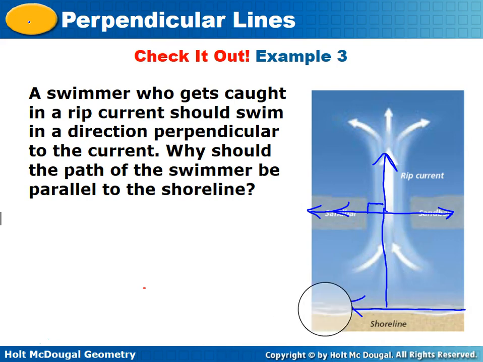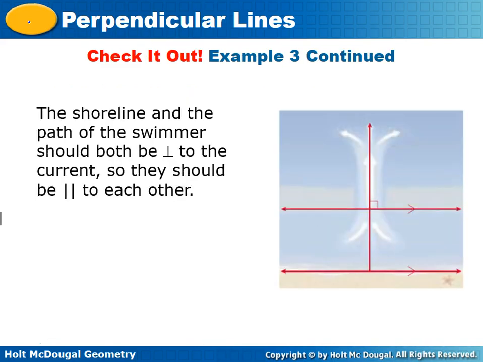We're either going to swim perpendicular or parallel. So let me show you this on a better picture. Again, the shoreline and the path of the swimmer should both be perpendicular to the current, so they should be parallel to each other. So once again, if we're trying to get out of that riptide, then we're going to go parallel to the shore, which is what this line is, or we're going to go perpendicular to the riptide.